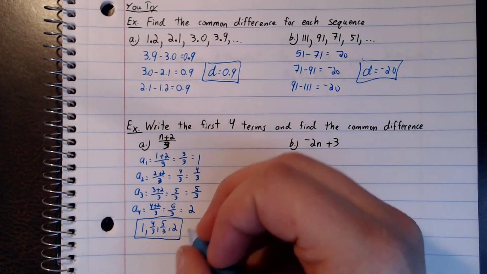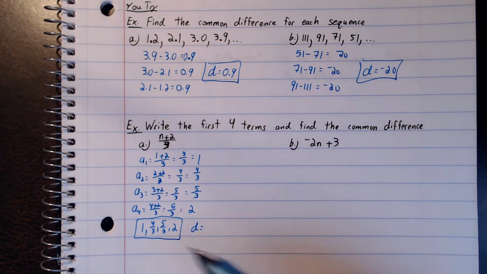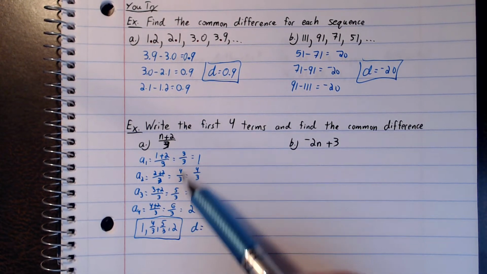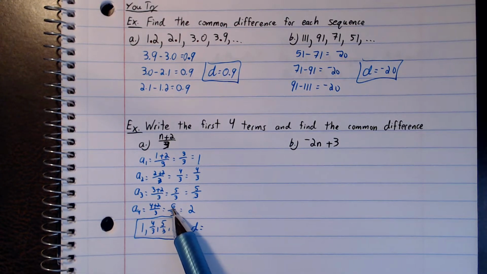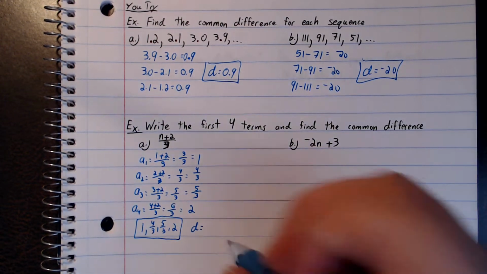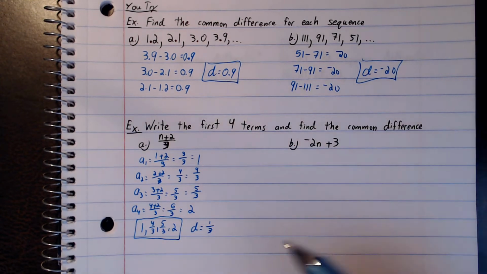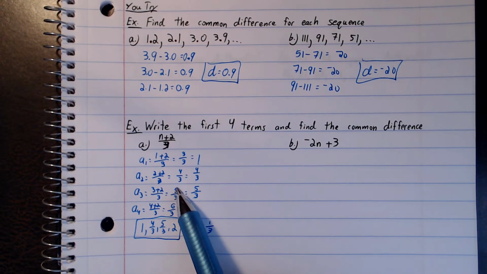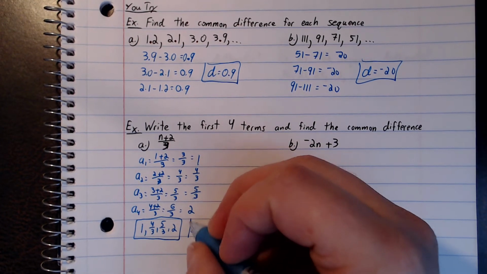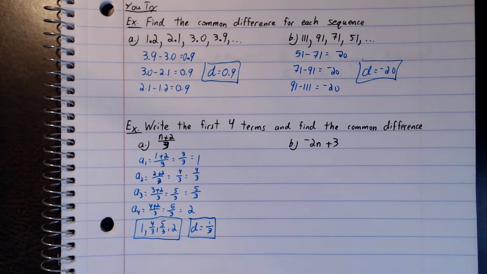But they also asked us for the common difference. And I think it's easier to see it here, right? If we do 6 over 3 minus 5 over 3, that's 1/3. We can also see that we're improving by 1/3 each time. So there's our common difference.